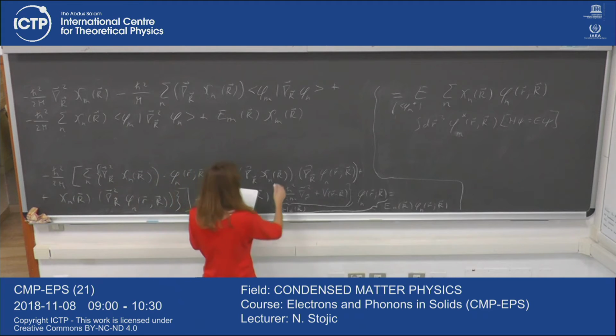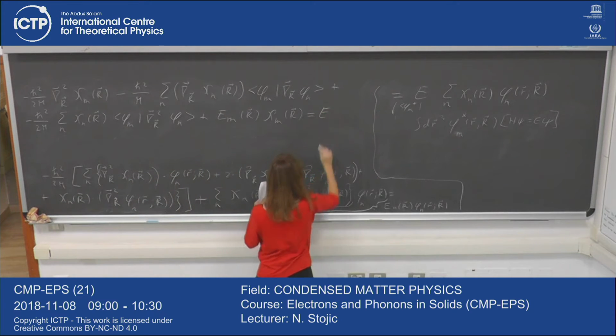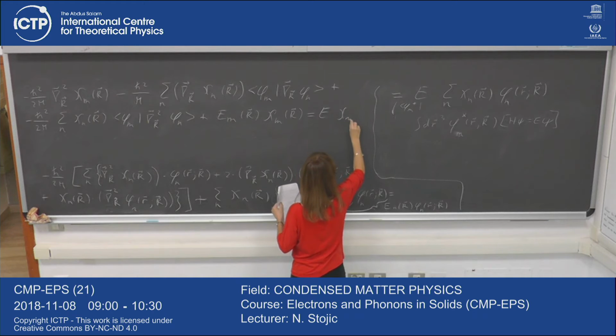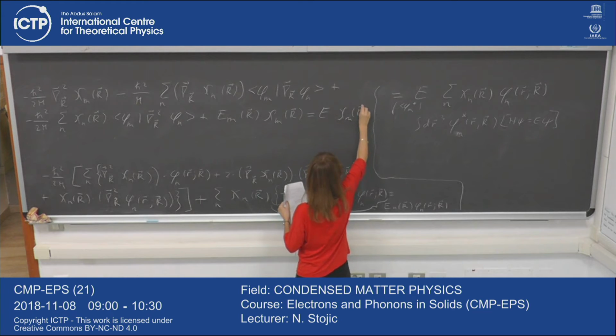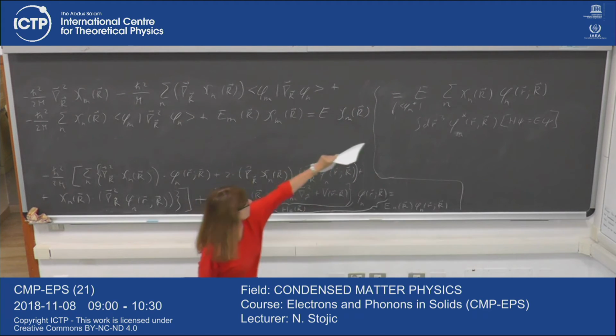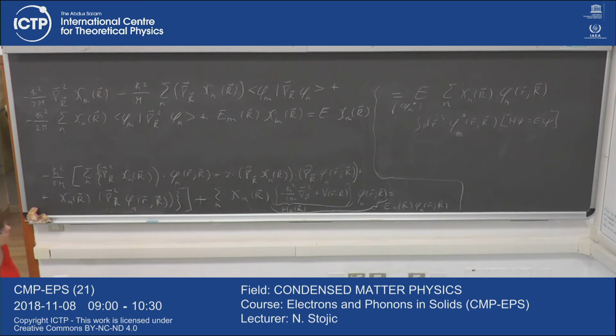And this will be equal to E Cm of R. Also, on the other side, it simplifies because of the orthogonality relationship between the eigenstate of my electronic Hamiltonian. Okay? You agree? All right, so this is what we get.